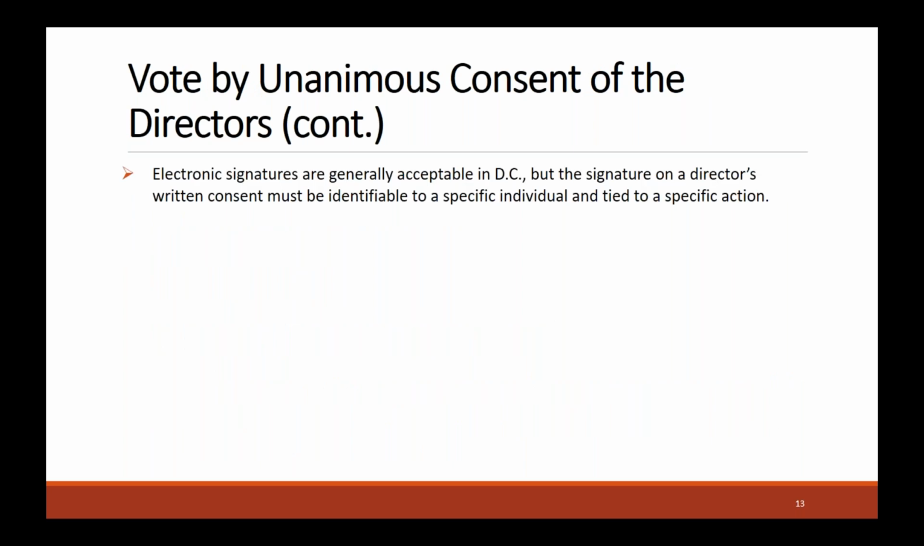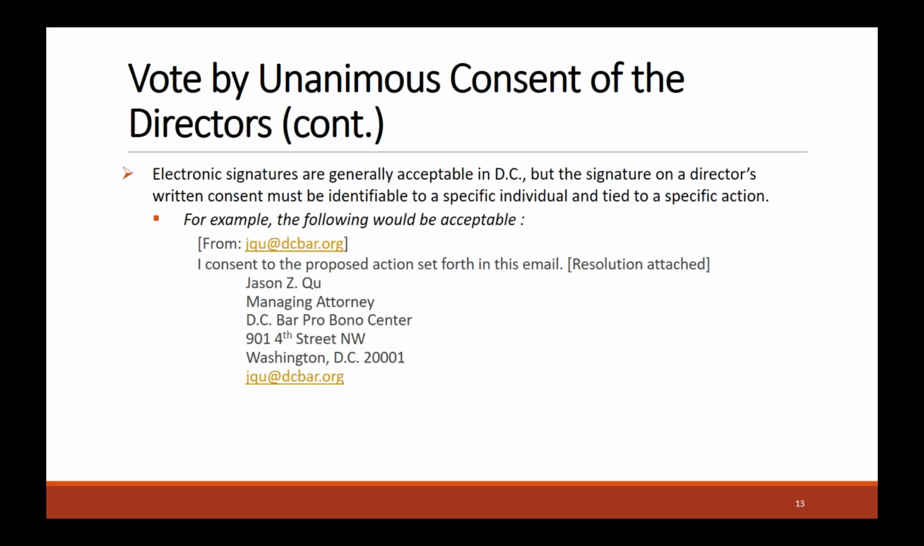So electronic signatures are acceptable in DC for the purposes of these unanimous written consents. You can do this over email. You can do this electronically. But the signature on a director's written consent must be identifiable to a specific individual and must be tied to a specific action. So for example, here's an acceptable written consent.